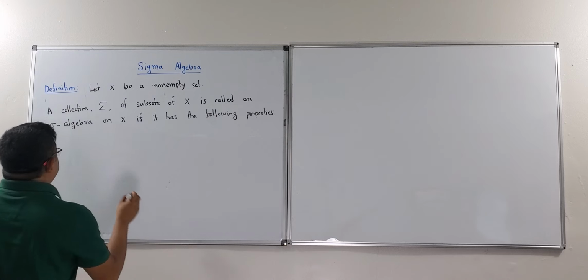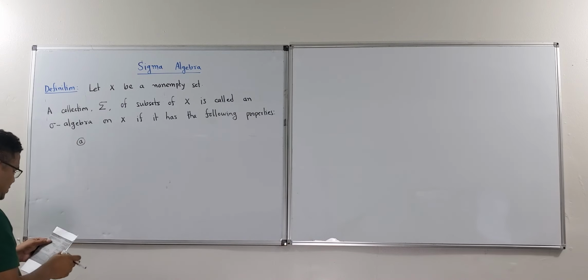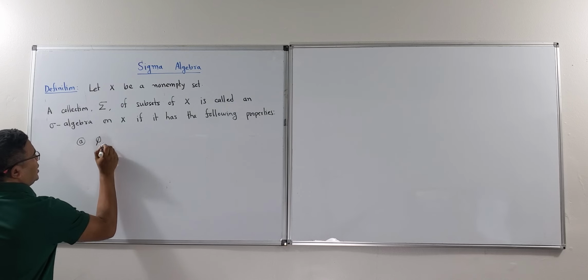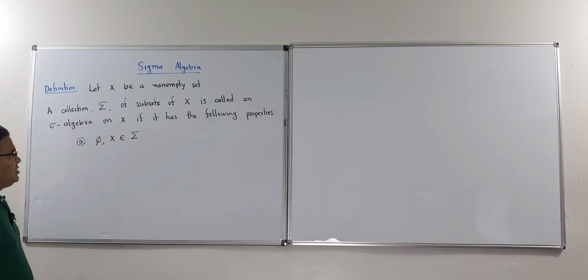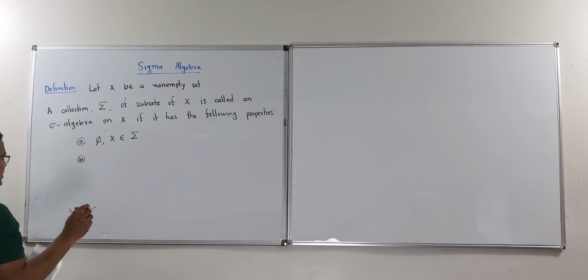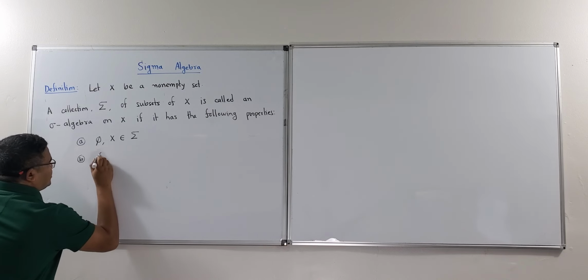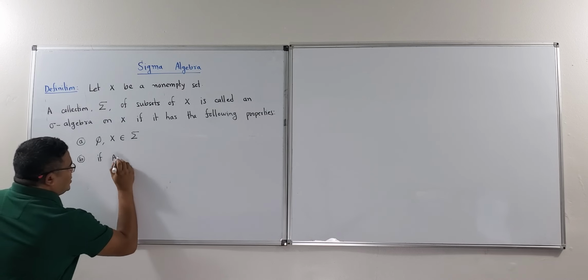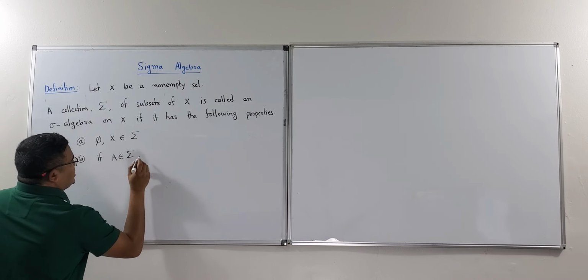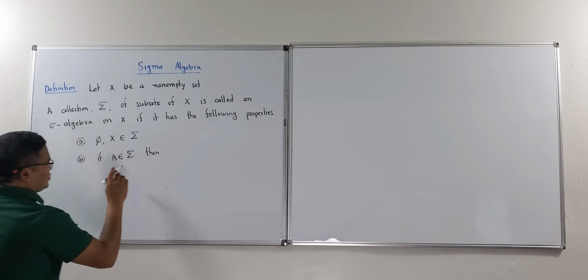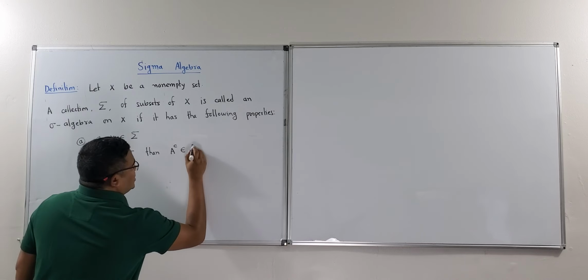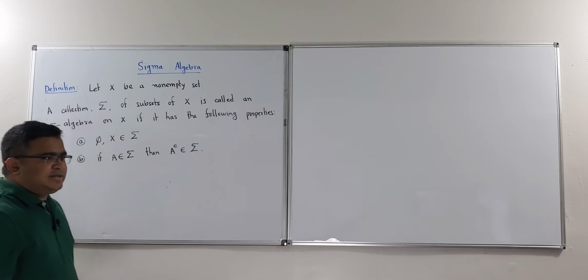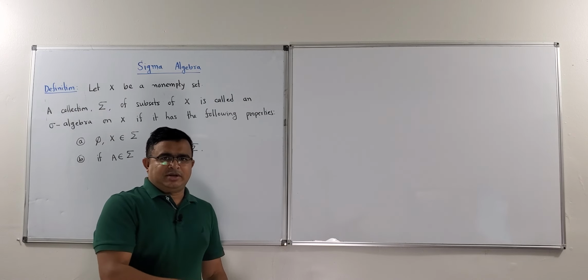So what are the properties? The first property is that the empty set and the whole set would be in that collection sigma. The second property is that if there is a subset A which is in that collection sigma, then its complement, that means A complement, would also be in that collection. So if there is a set, then its complement would also be in that collection.